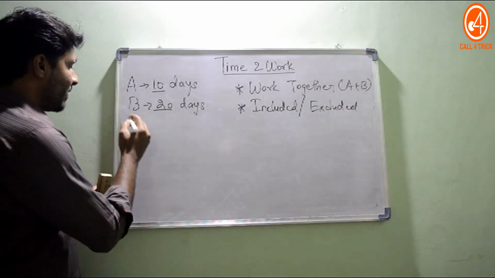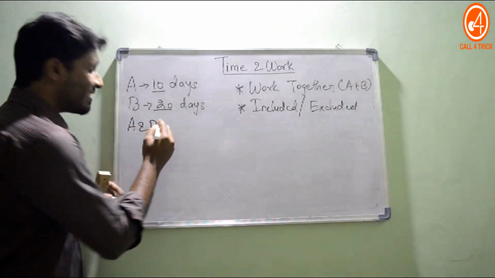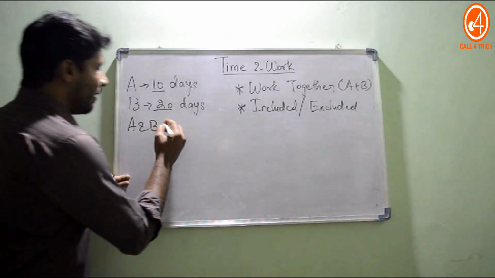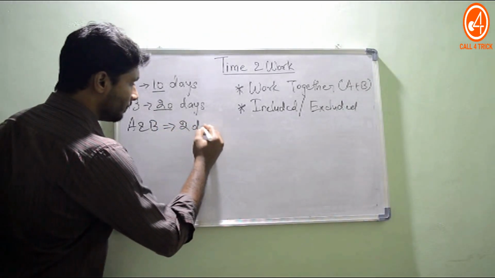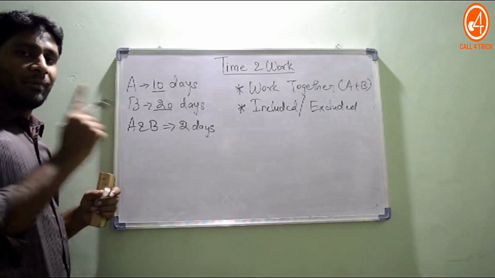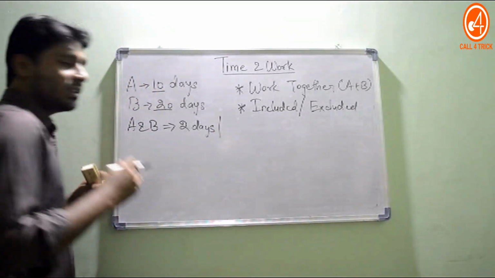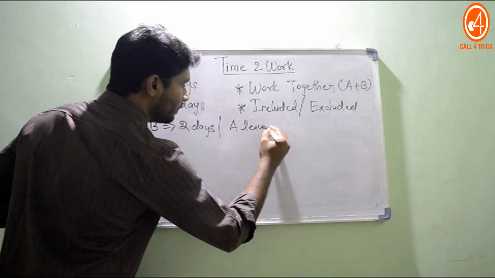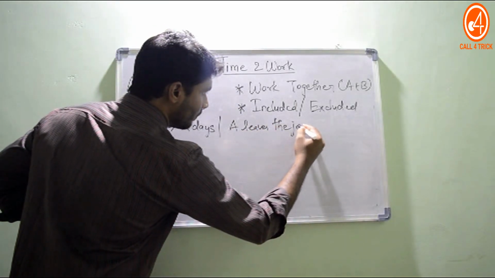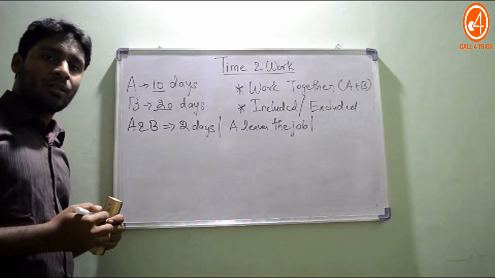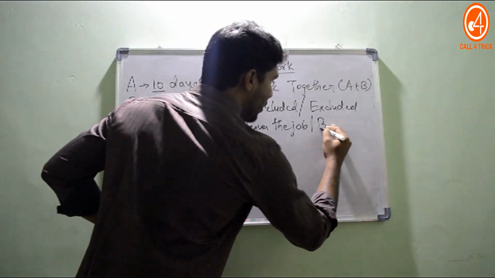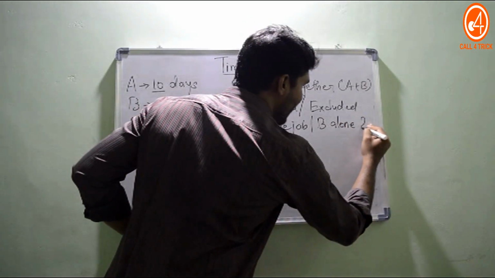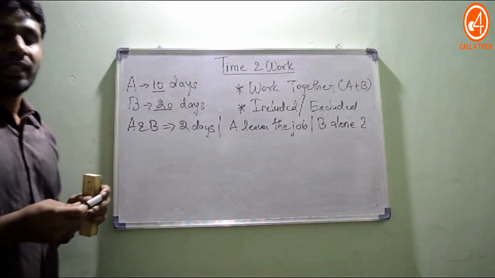Here the question says that A and B start their work together. Got it? A and B actually start their work together, but they work only for 2 days. That's my first point. And after 2 days, A actually leaves the job. And if B alone does the job, how many days will he take? That's my question. So B alone is the question mark. Can you get my question?